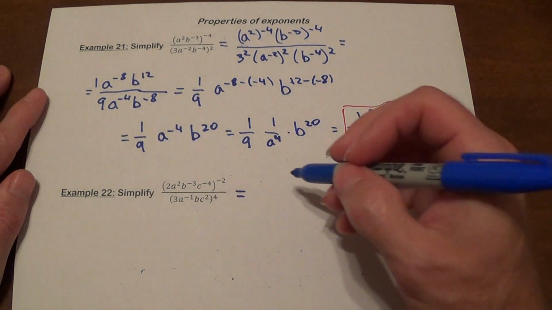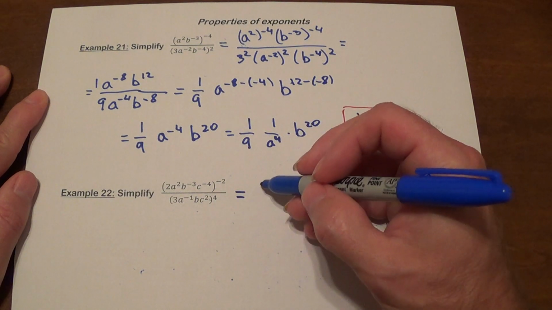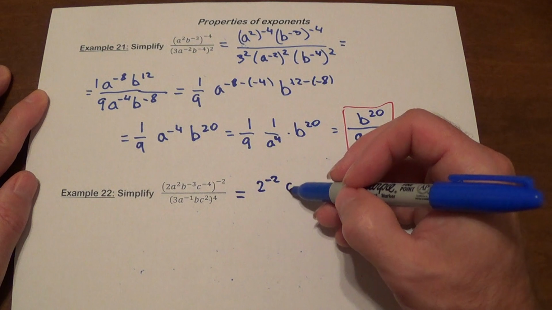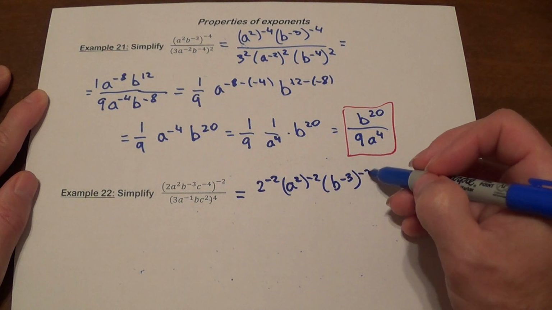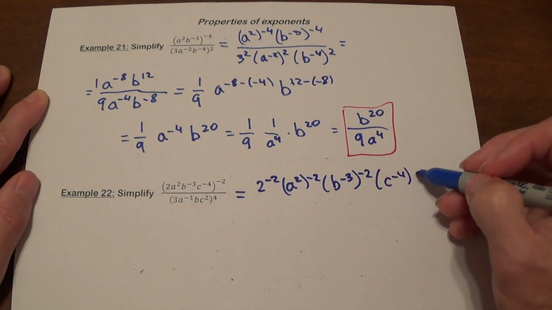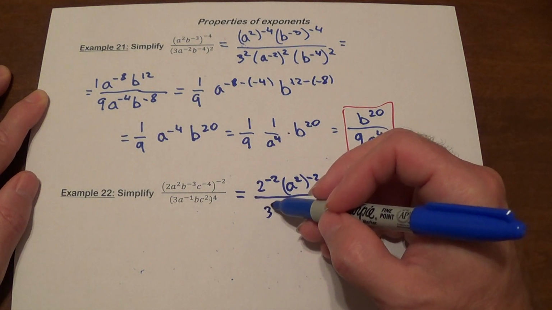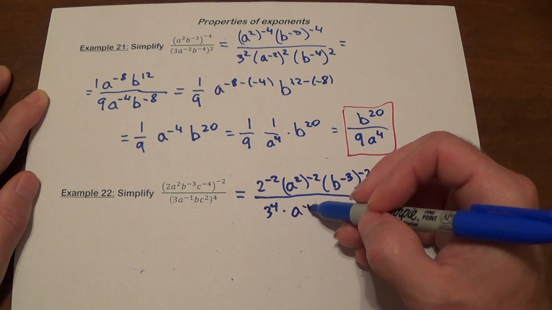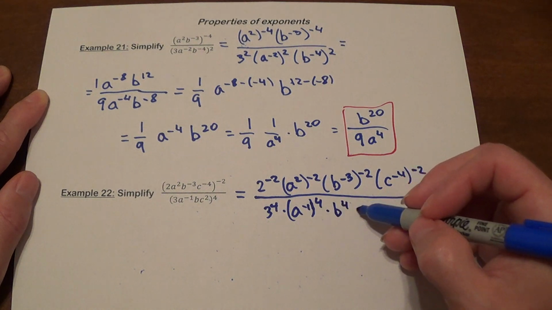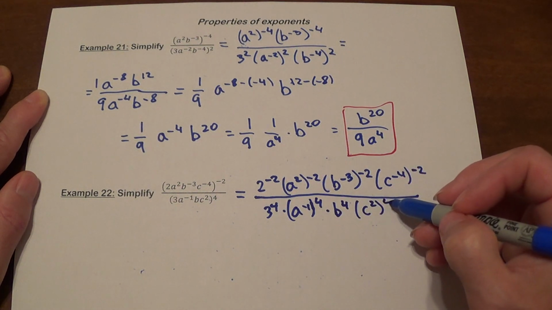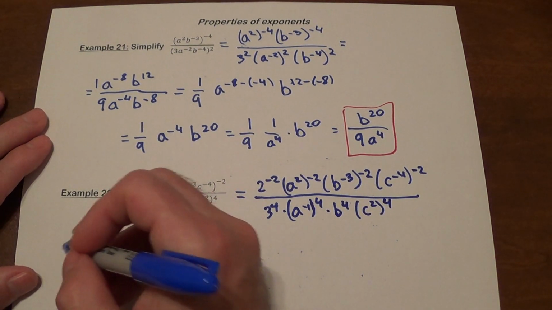This is our last example. So everything that we have inside is going to gain that exponent negative 2. So it's going to be 2 to the power negative 2, a squared to the power negative 2, b to the negative 3rd to the power negative 2, and c to the negative fourth to the power negative 2. And the same thing is going to happen on the bottom. We have 3 to the fourth times a to the negative first to the fourth times b to the fourth times c squared to the fourth. Okay? So very carefully simplify all that.